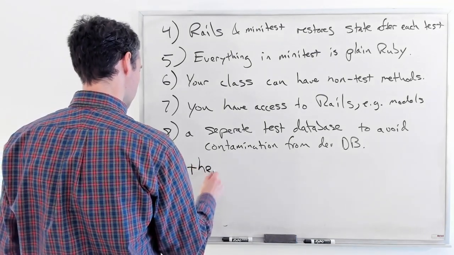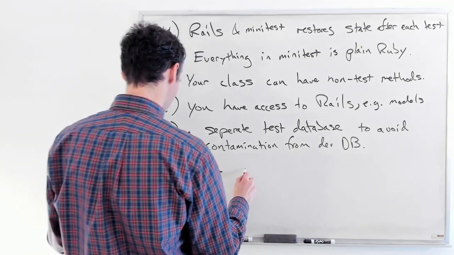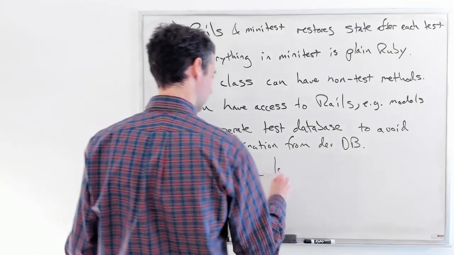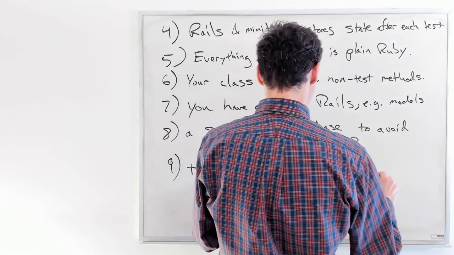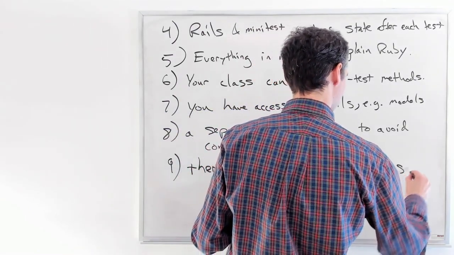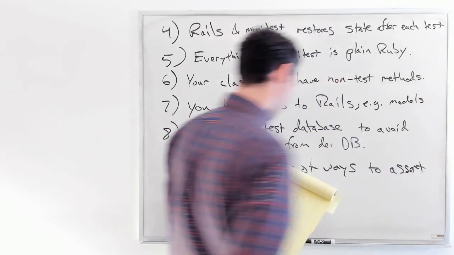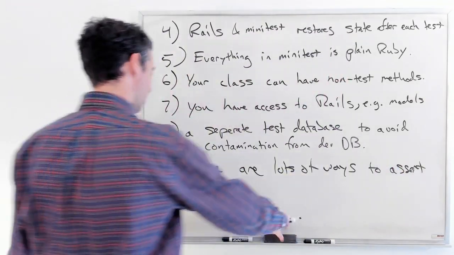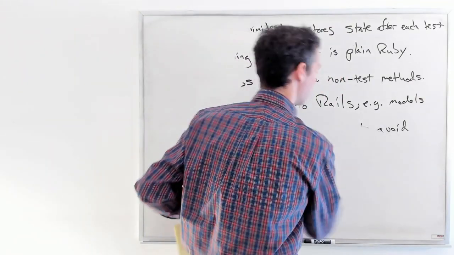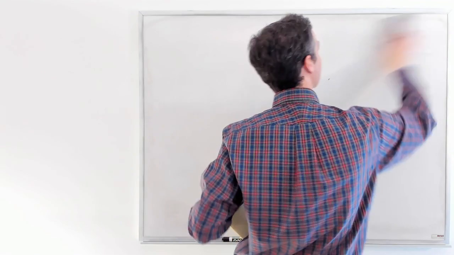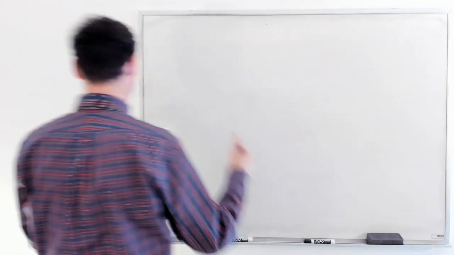And yes, there are lots and lots of ways to assert. Okay, so now the most basic one, and let's continue this on the net. I'm going to erase, and I'm going to continue to talk about assert. So the most basic thing is just a method called assert.